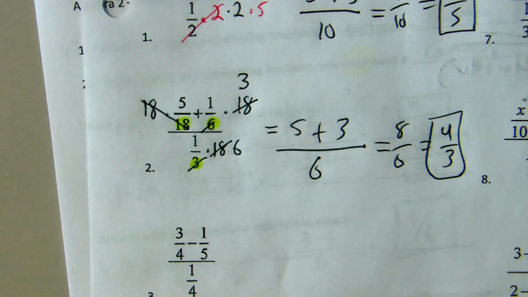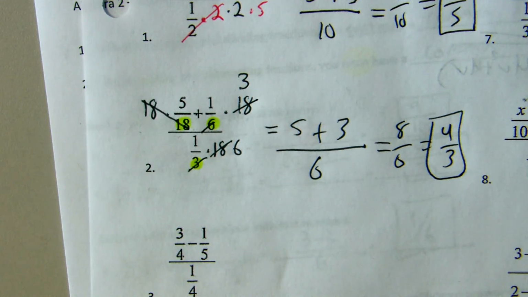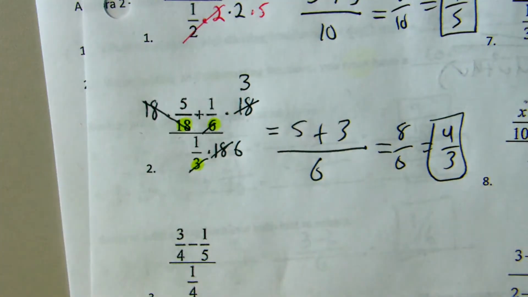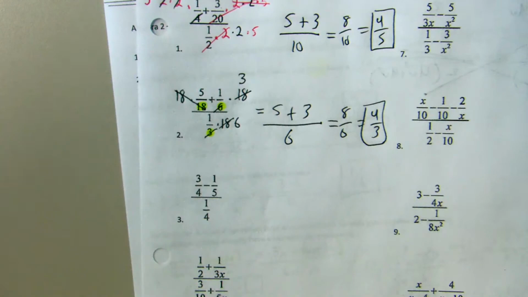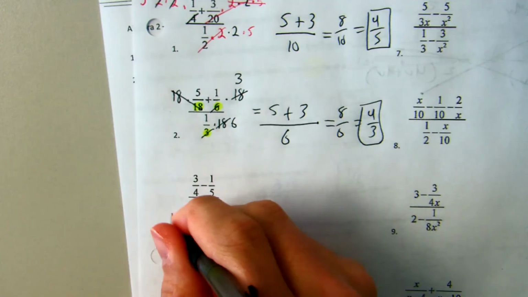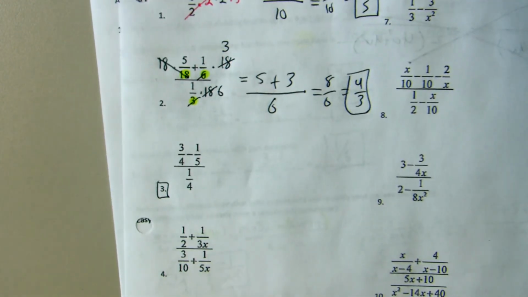So what I'm really doing is I'm multiplying the top of my fraction by 18 and distributing it, and multiplying the bottom of my fraction by 18. So it's like I'm multiplying by 1, and it makes all of these small denominators go away. So you try that with number 3, another one that just has numbers. What would be wrong?